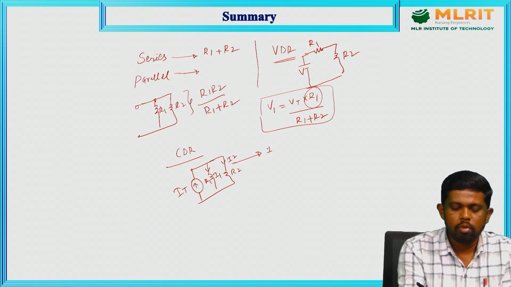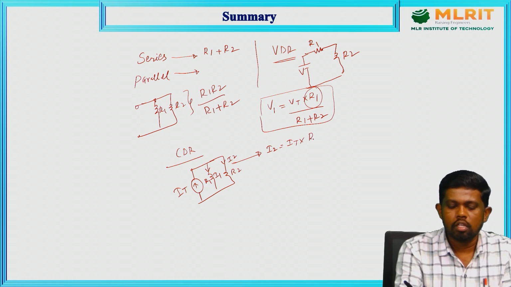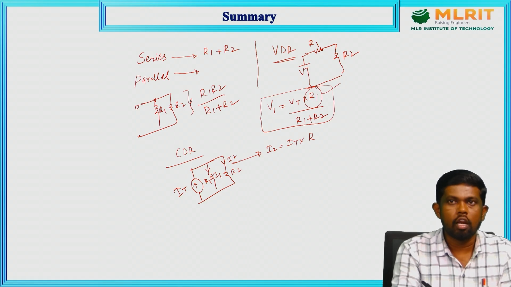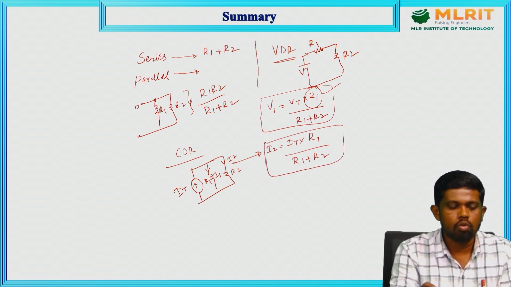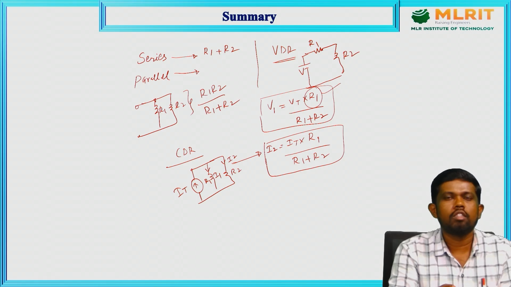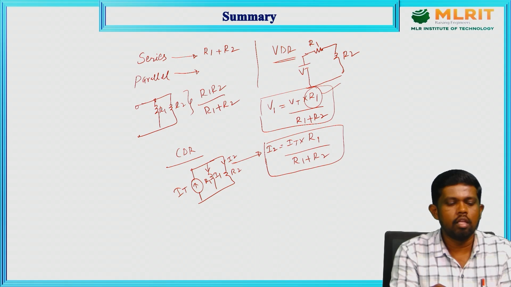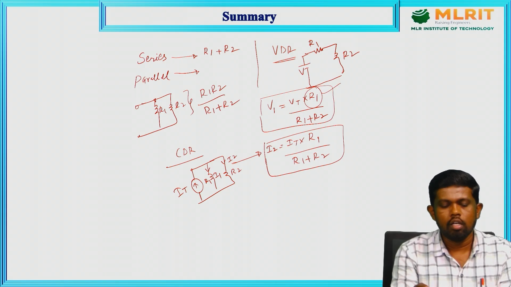I2 is equal to the total current of the circuit into the opposite resistance. Previously we took the same resistance; here we need to take the opposite resistance of this particular element. That is R1 divided by R1 plus R2. So this is the I2 value using the current division rule. In this whole session we have discussed series and parallel connections of different resistors, how to get the effective resistance of those connections, and also the voltage division rule and the current division rule, and how to use them.